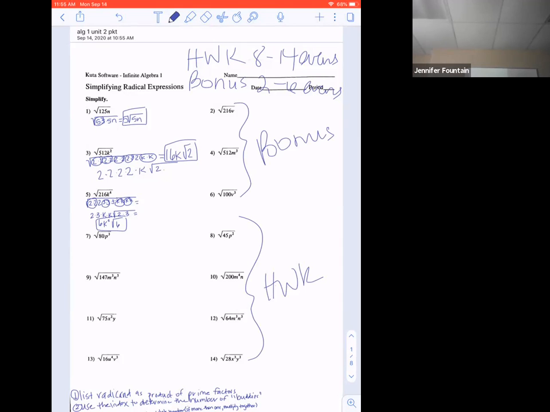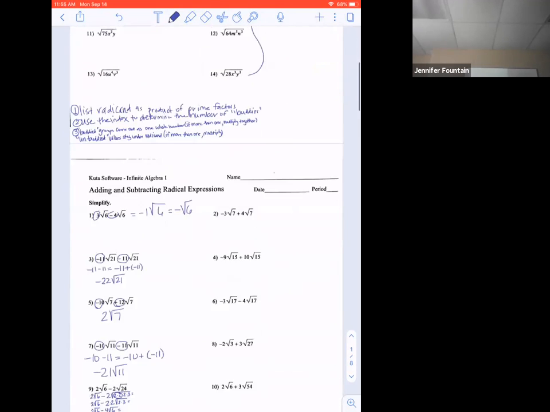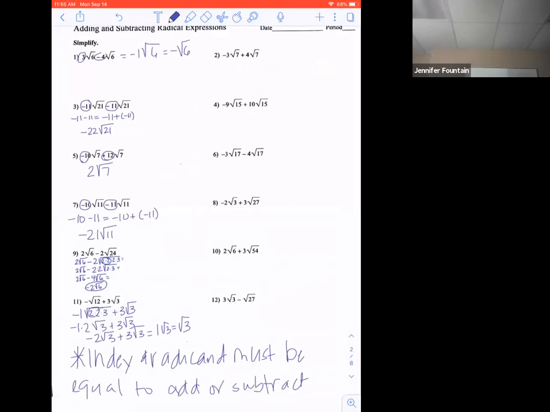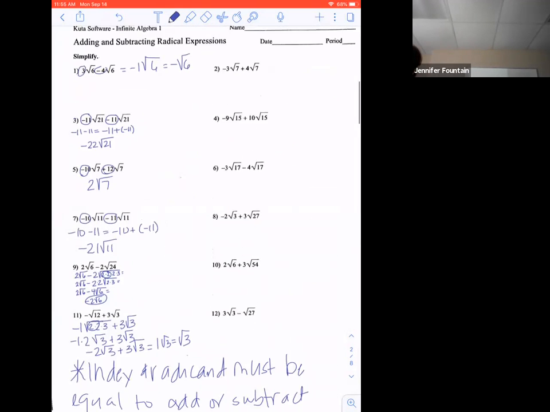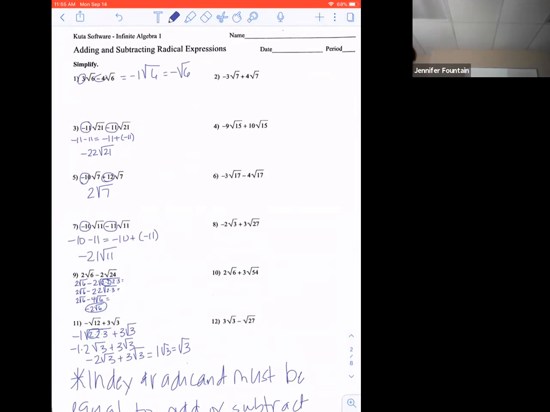Okay. Go to the next page. Adding and subtracting radical expressions. Numbers 2, 4, and 6 are homework. Evens, 2, 4, and 6 are homework. 8, 10, and 12 are bonus.